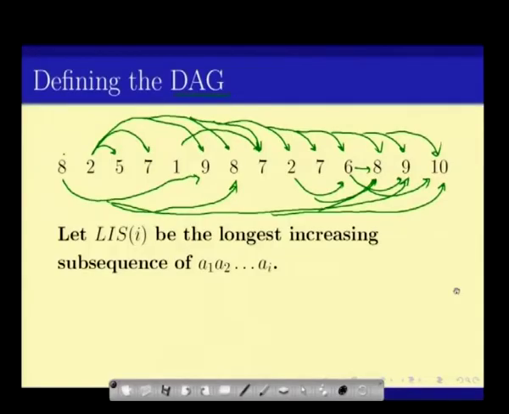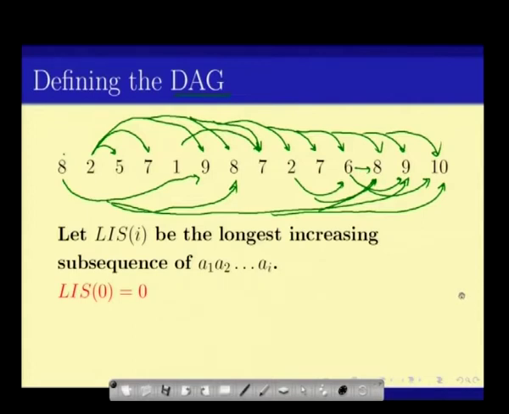Now, once I am done with it, let me try to define the recursive definition. Let LIS(i), or in other words the longest increasing subsequence, be the longest increasing subsequence of A1 to Ai, not A1 to An, but A1 to Ai. This is very similar to how we defined things in the last lecture also. So, what is the base case? Clearly LIS(0) is 0, because if the sequence itself has no symbol, then the length of the longest increasing subsequence is also just 0.